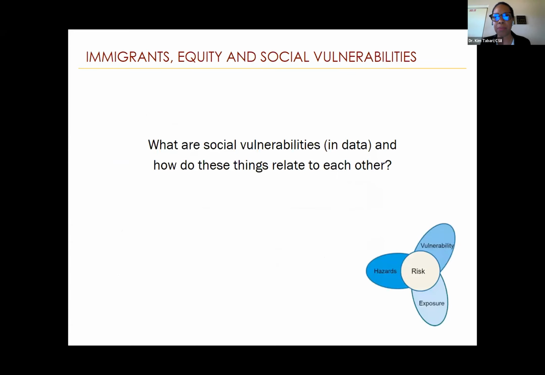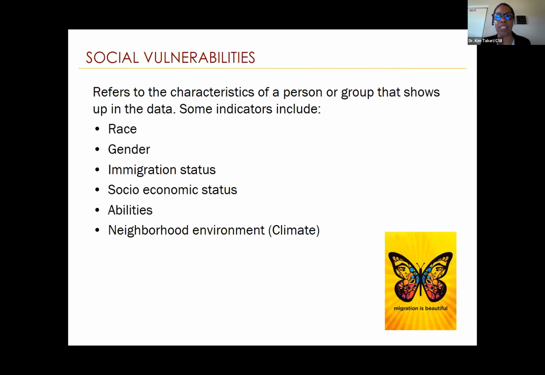So as we think about intersections within immigration, we have to consider how social vulnerabilities play out. Now that we are in the time of COVID-19, we are more attuned to vulnerabilities and how our immigrant population is affected. And I'm sure you will hear more about that from other presenters as it relates to health equity. So for the purpose of this presentation, as it relates to data, social vulnerabilities refers to the characteristics of a person and indicators that are captured in the data. So the indicators could be race, gender, immigration status, socioeconomic status, abilities. And when I say neighborhood environment, I'm talking about climate change and how they're affected by climate change.